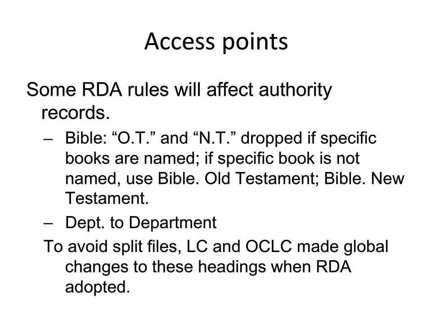Some RDA instructions will affect authority records. Keeping with the RDA practice of eliminating abbreviations, OT for Old Testament and NT for New Testament will be spelled out. Under AACR2, authority records for individual books of the Bible included OT or NT. Now they will omit those terms in between. The abbreviation DEPT will now be spelled out when it is spelled out on the resource. To avoid inconsistency in split files, the Library of Congress and OCLC made global changes to these headings when RDA was adopted.